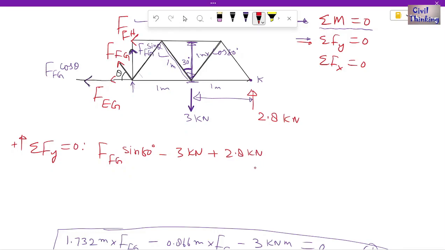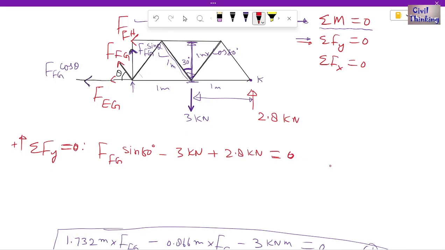Do we have another force in the vertical direction? Let me check. We wrote this, we wrote this, we wrote this. I think these are all the forces in the vertical direction. Now this is the sum of these forces and we have to equate it to 0, right? We did that.